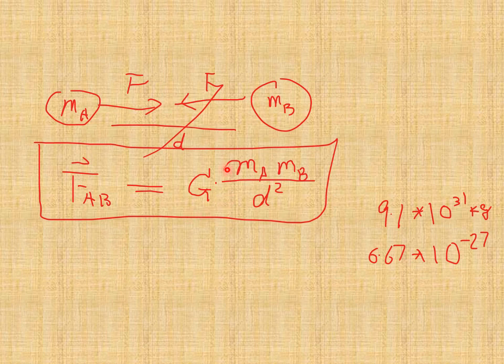But if one of these masses is huge, like the Earth itself, then the attraction between, say, a book and the Earth is very significant. So you will see that the book or a soccer ball will fall to the ground because of the attraction.